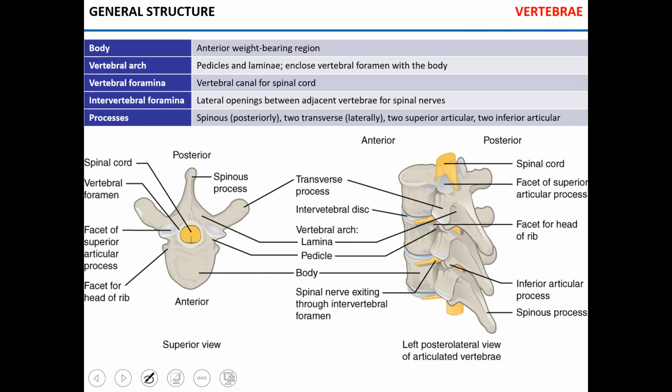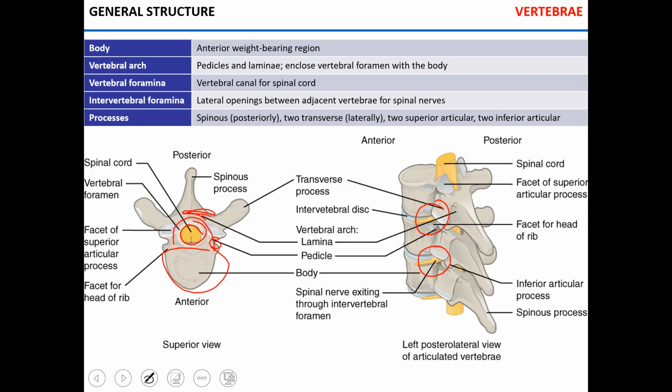So the structure of the vertebrae is quite complex. You have a body of the vertebrae, then you have the vertebral arch, which consists of the lamina and the pedicle. Vertebral foramen is the opening serving as the canal for the spinal cord. Intervertebral foramen are right here. That's the openings between 2 adjacent vertebrae where spinal nerves leave the spinal cord.